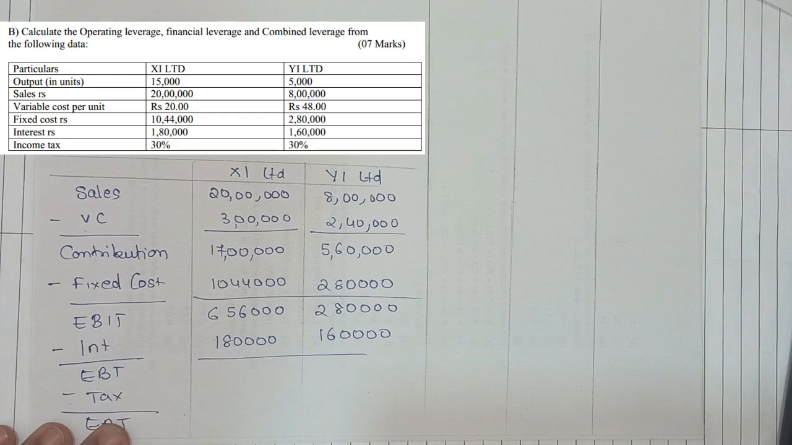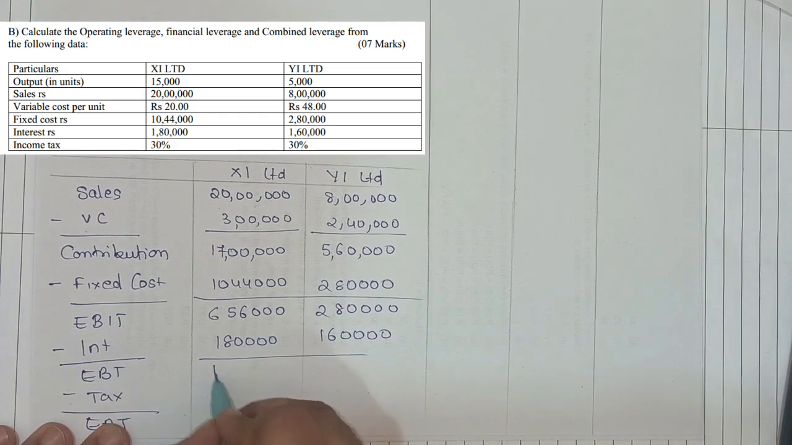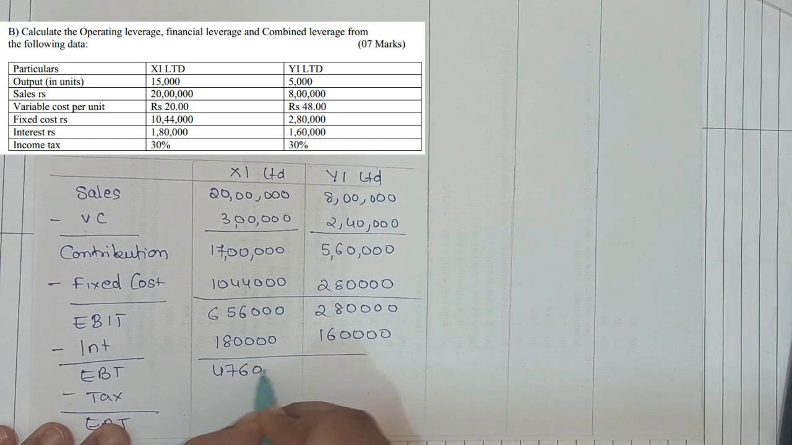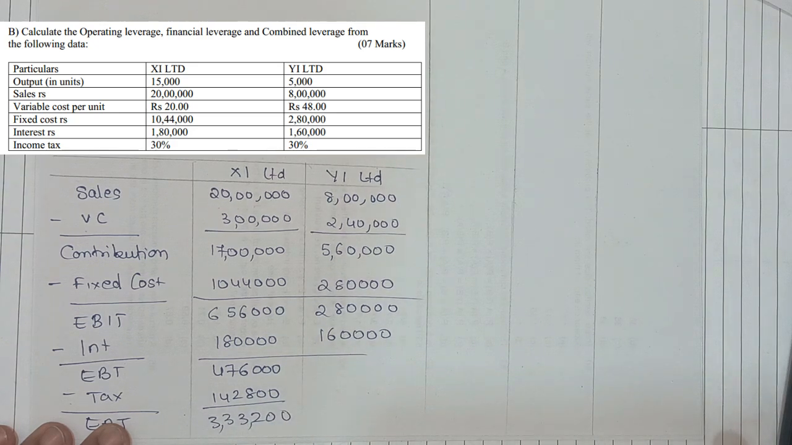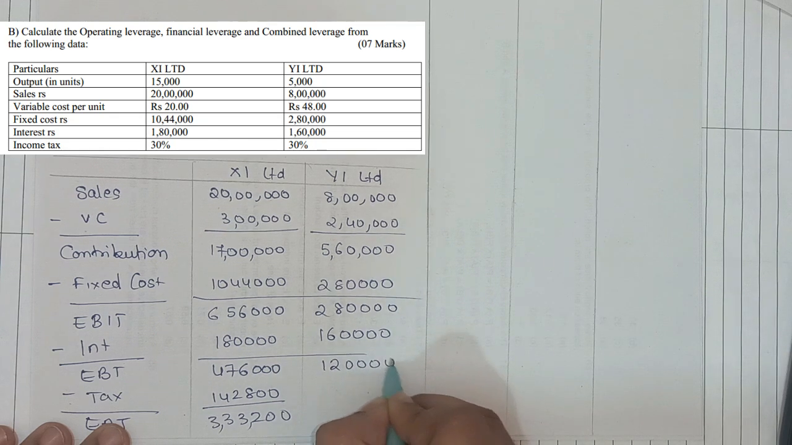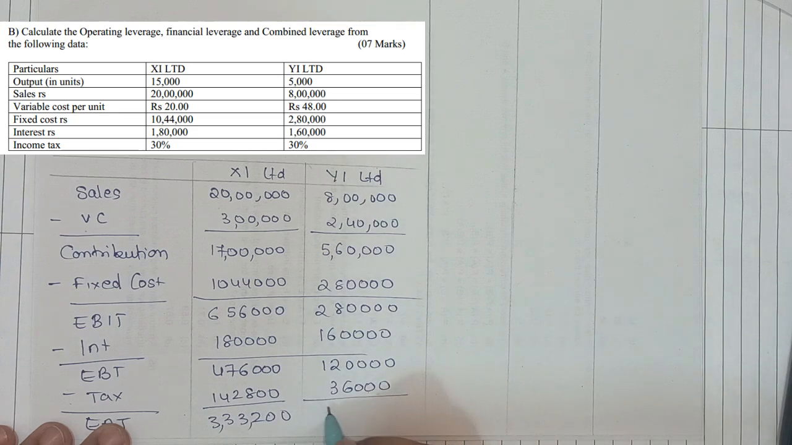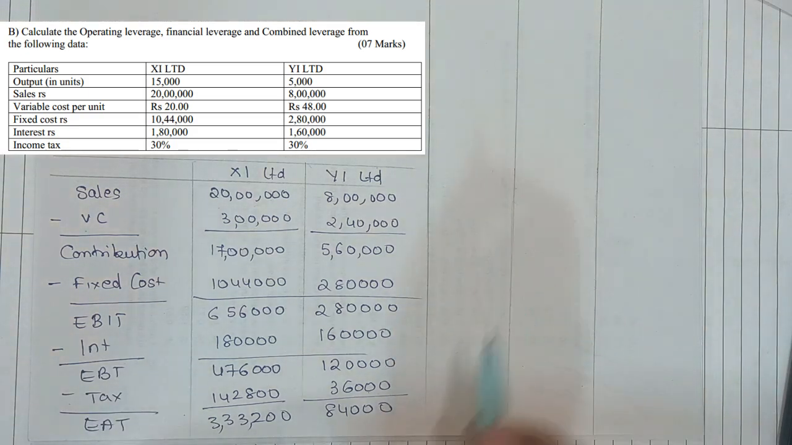So 6,56,000 minus 1,80,000, we get the value as 4,76,000. Of that we have to remove 30% income tax, which is 1,42,800. We minus that, we get 3,33,200. Same way, 2,80,000 minus 1,60,000. Of that 30% tax of 1,20,000 is 36,000. We minus, we get 84,000. Okay, once the income statement is done, we'll start with the formula.